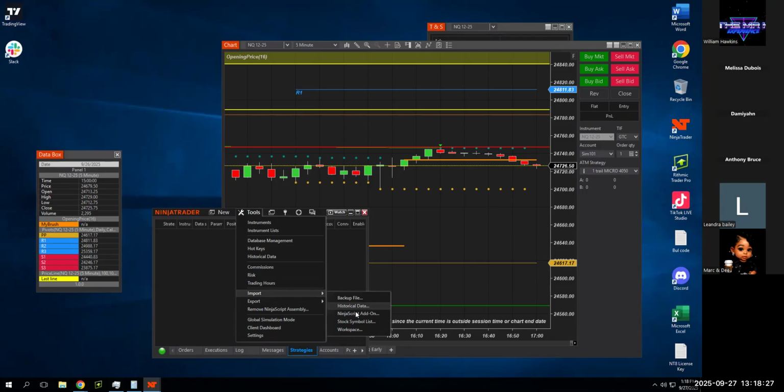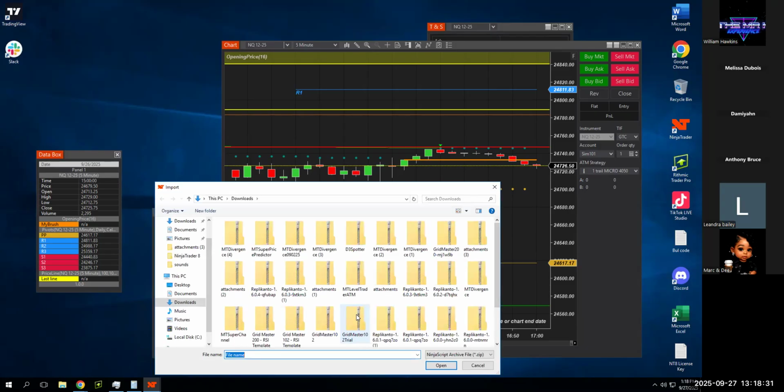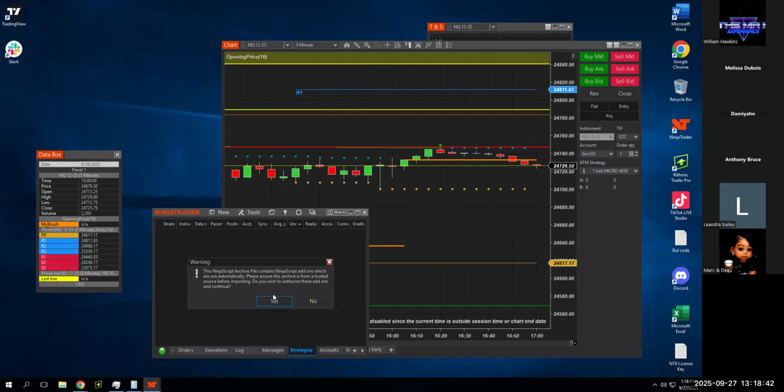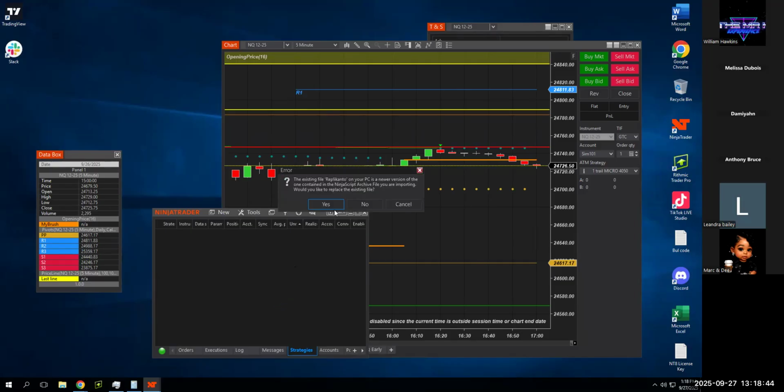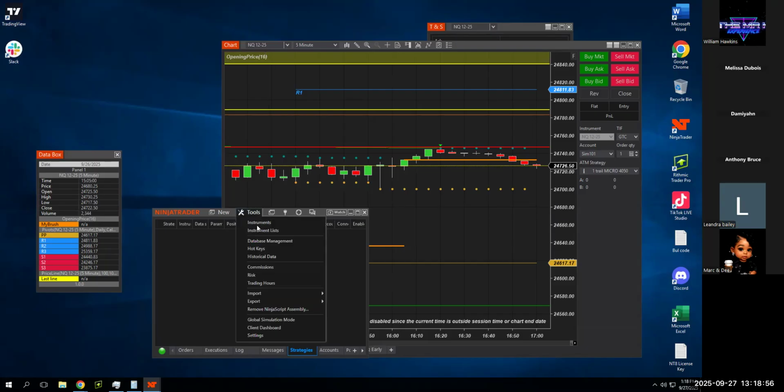NinjaScript add-on. Hey, they can't update without telling somebody. Hello, I don't even know what the last Replicanto is. Is this the last one? Re-download that. And they just update without telling nobody. Normally you have to approve the update. Yeah, shut down and restart. Okay.